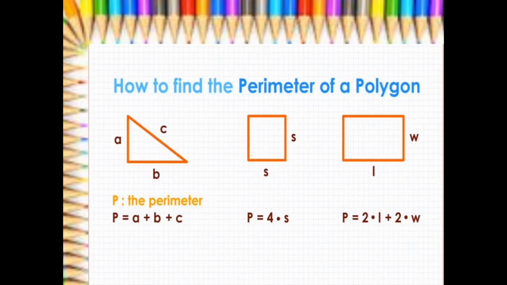Suppose the polygon is a square having the side S, then its perimeter will be given by P equals 4 multiplied by S. And suppose the polygon is a rectangle having the length L and the breadth W, then its perimeter will be given by P equals 2 multiplied by L plus 2 multiplied by W. Hopefully it is clear to you.